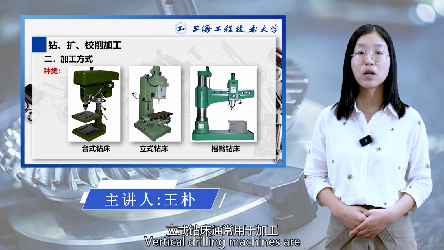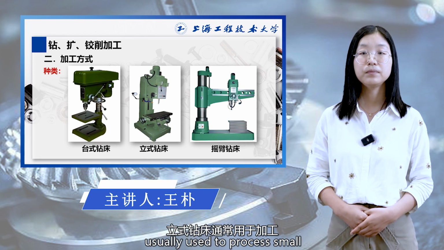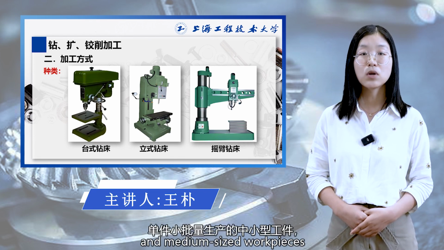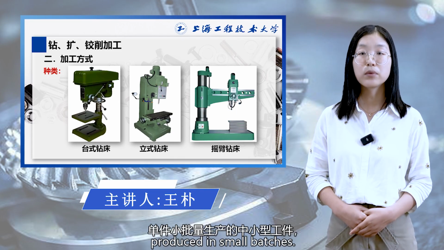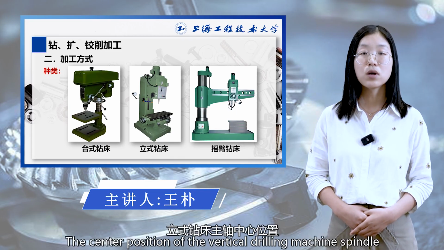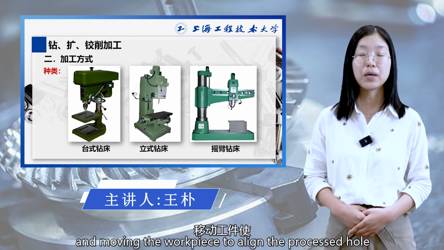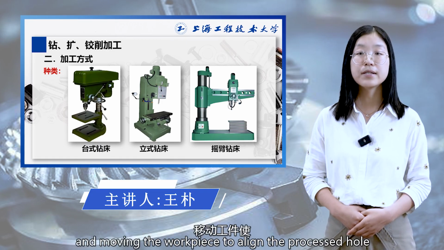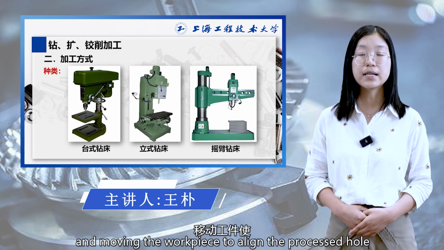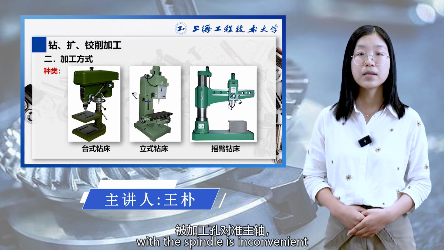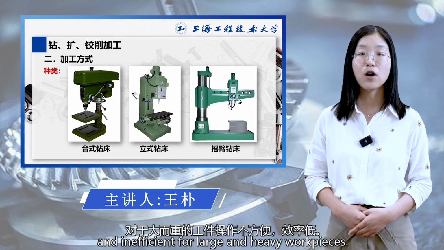Vertical drilling machines are usually used to process small and medium-sized workpieces produced in small batches. The center position of the vertical drilling machine spindle cannot be adjusted, and moving the workpiece to align the processed hole with the spindle is inconvenient and inefficient for large and heavy workpieces.